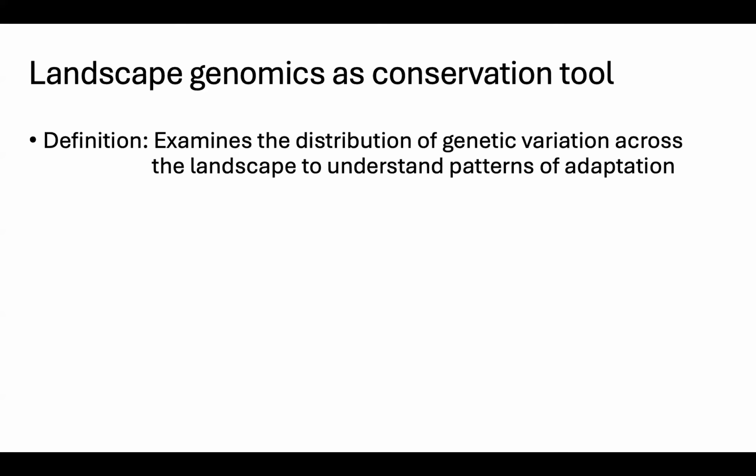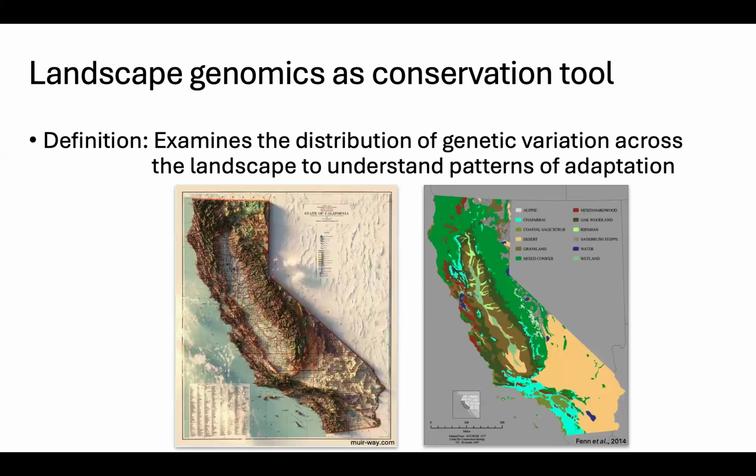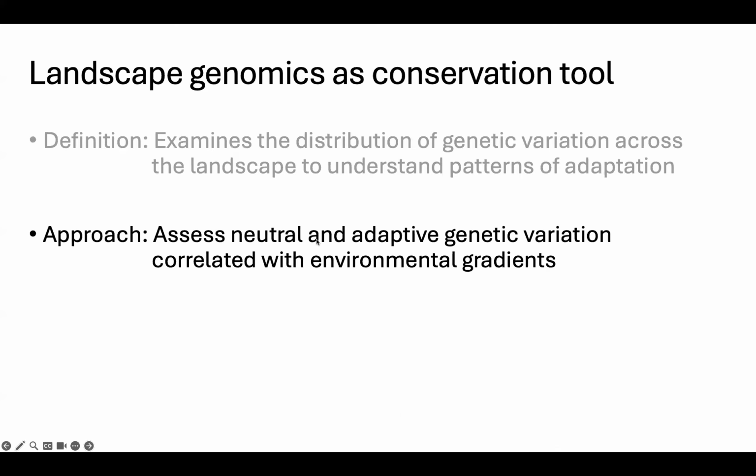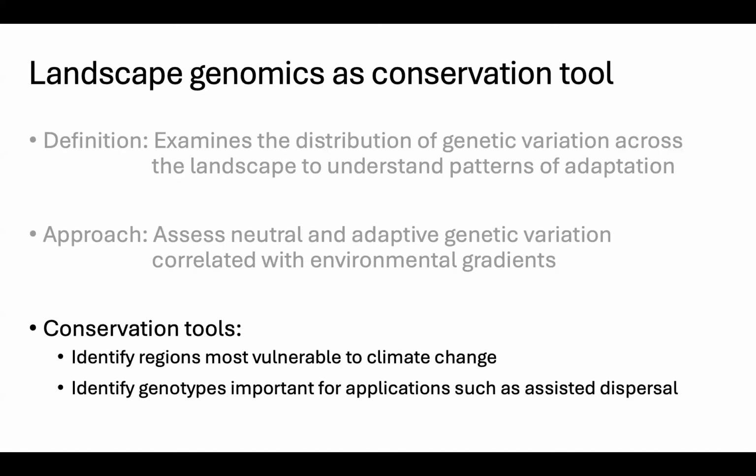So what landscape genomics does is it examines the distribution of genetic variation across an entire landscape to understand these patterns of adaptation. And that's especially important in somewhere as ecologically and geographically diverse as California. So this approach looks at neutral, which is not under selection, and adaptive, which is under selection, genetic variation. We correlate that with environmental gradients, and then we can really get at these conservation tools to identify regions that are going to be vulnerable or resilient under climate change.